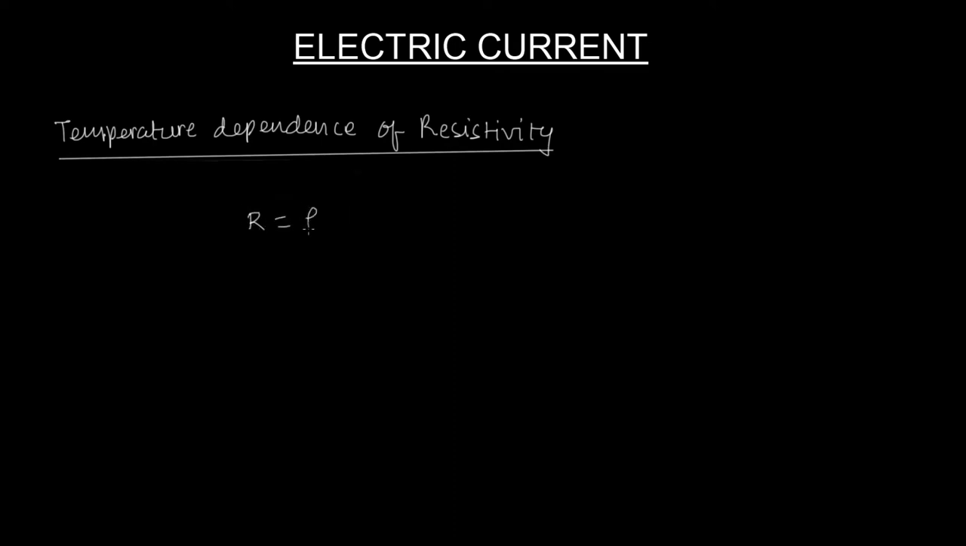But we saw that resistance was also equal to rho L upon A. Now this does not change with temperature, this does not change with temperature. So it must be this rho that changes with temperature. That's why we are discussing the change in resistivity and not change in resistance, because whatever happens here gets automatically reflected here. Correct?